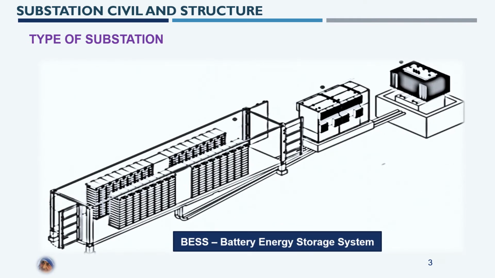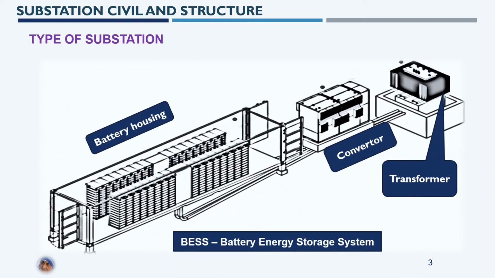This is a battery energy storage system, having three major components: battery housing, converter and transformer. The major civil scope for this is the foundation for battery housing, foundation for converter, foundation for transformers, and some oil separation system if it is required as per the contract agreement. And if you are talking about the steel scope, it means the design and installation of a steel structure for battery housing, which might also be in the contract.